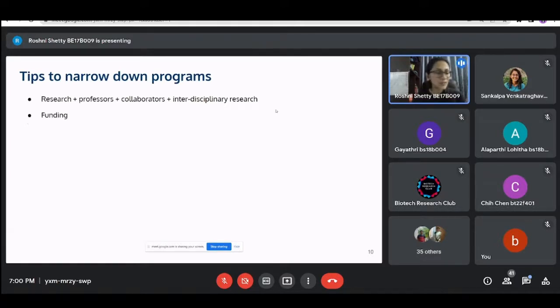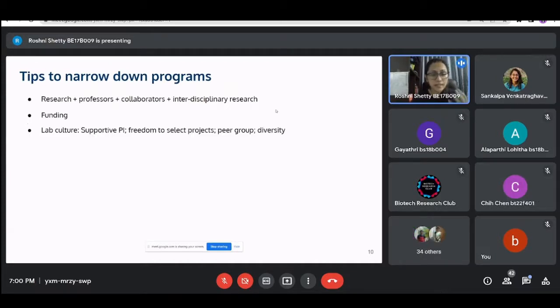So typically all PhD programs are going to come with funding, but if you're applying for a master's, you want to see if that particular program is going to give you a TA-ship or RA-ship in your second year. So maybe that's something else that you would want to consider. And then next is lab culture.